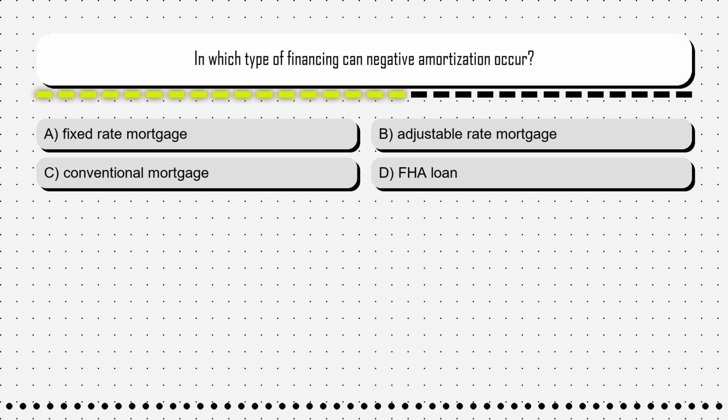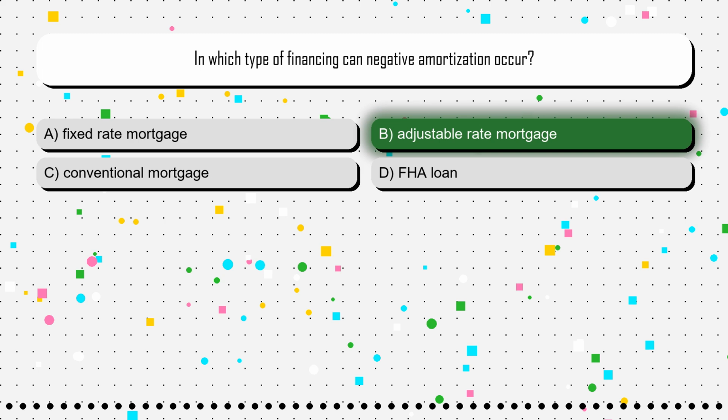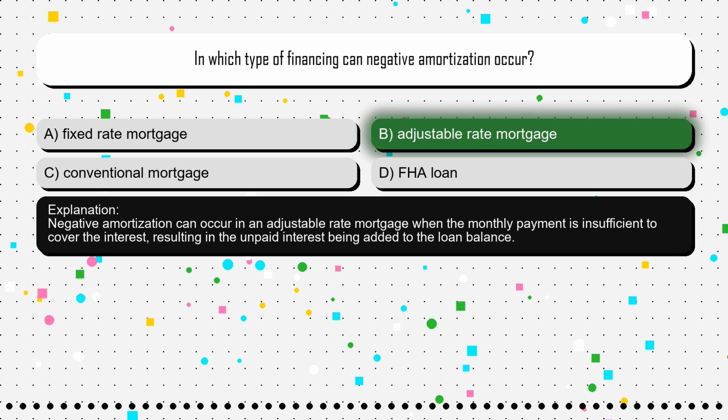Question 34. In which type of financing can negative amortization occur? Option A, fixed rate mortgage. Option B, adjustable rate mortgage. Option C, conventional mortgage. Option D, FHA loan. The correct answer is option B, adjustable rate mortgage. Negative amortization can occur in an adjustable rate mortgage when the monthly payment is insufficient to cover the interest, resulting in the unpaid interest being added to the loan balance.